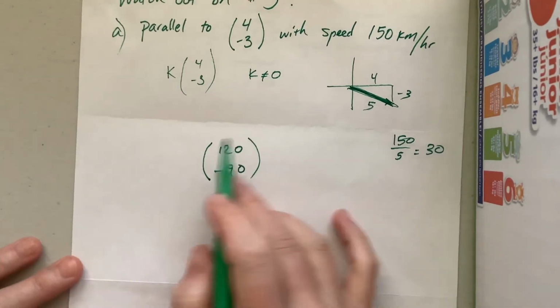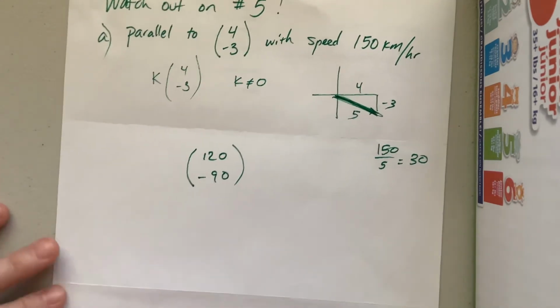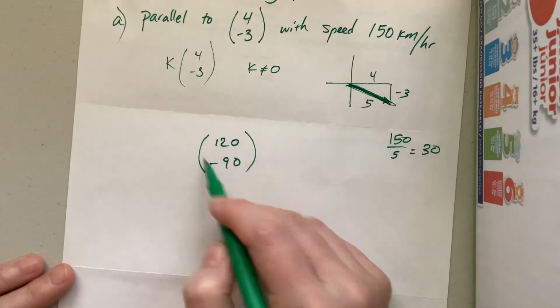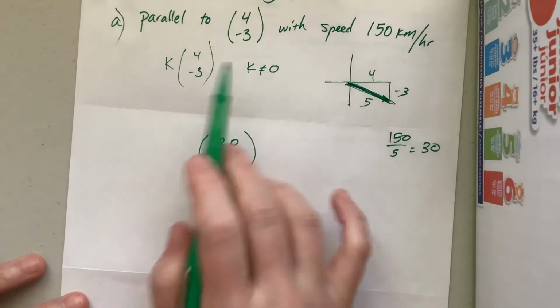So this vector right here, did I multiply correctly? 12 and 9. Yes, okay, life is good. This vector should have a magnitude of 150, and it's parallel to the one that they gave us.